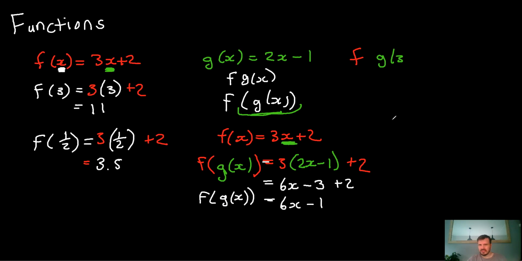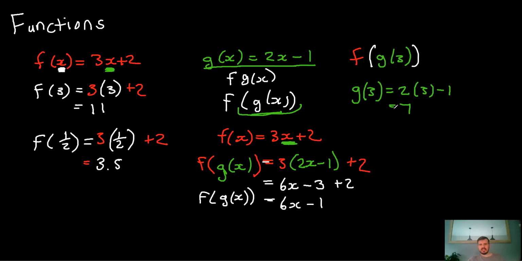F of g of 3. And with a question like this, you work from the inside out. So you go, well, first of all, what is g of 3? So g of 3 is this function here, but instead of an x, I put a 3 in there. And so I have 2 times 3 minus 1. That's 6 minus 1 is 5. So technically, I must just put that number in there. So what that actually means is, what is f of that value?